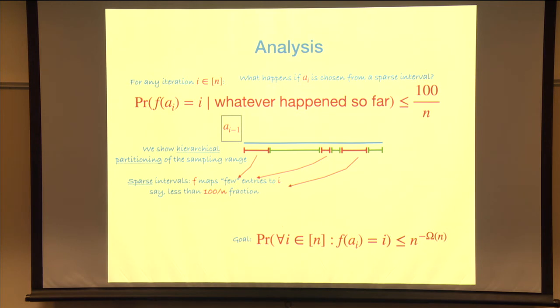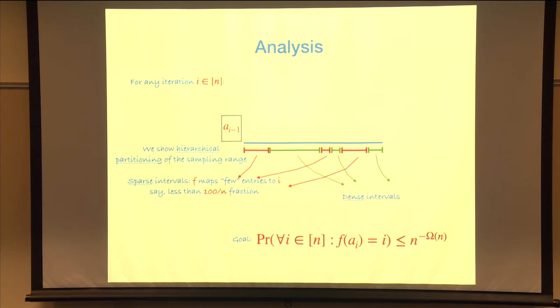If this event keeps happening over and over, the probability that my f maps everything to the right place becomes n to the minus omega n. So if I can maintain this property for a constant fraction of the elements, then I'm happy. But this was assuming a_i was chosen from the red interval. What if it is chosen from a green interval? And green intervals are dense, basically.